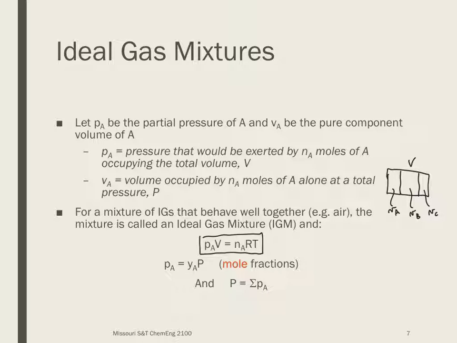Well, if I have several different things and I know that the sum of the y_i's is equal to 1, and I multiply each side of the equation by pressure, I end up with this expression, which of course is the sum of the partial pressures equals the total pressure.